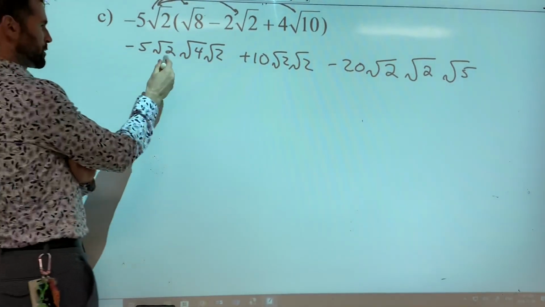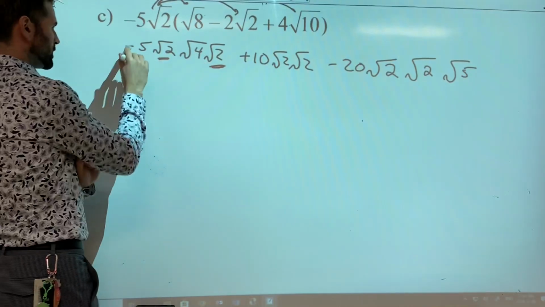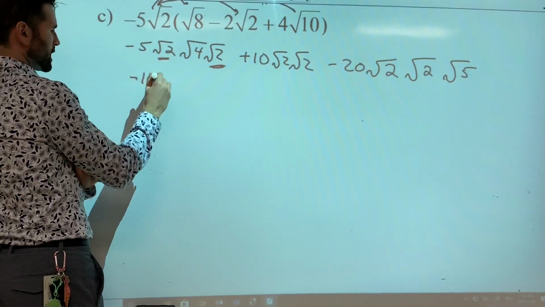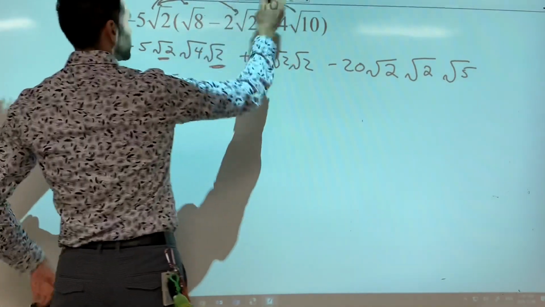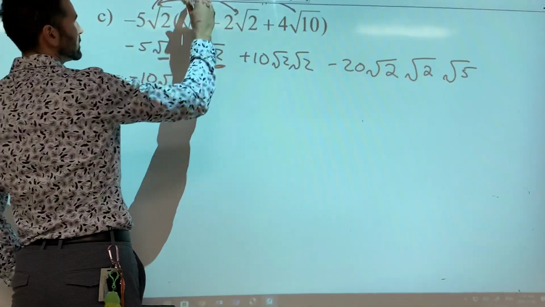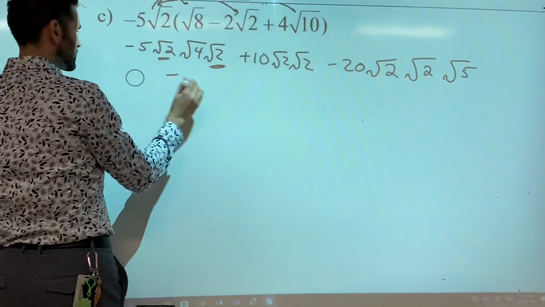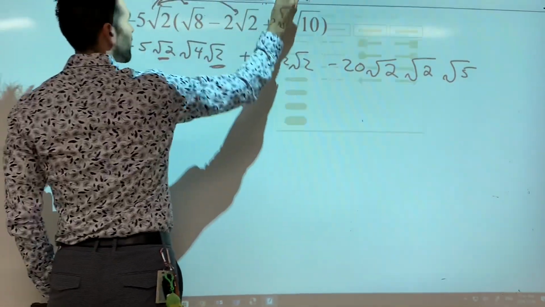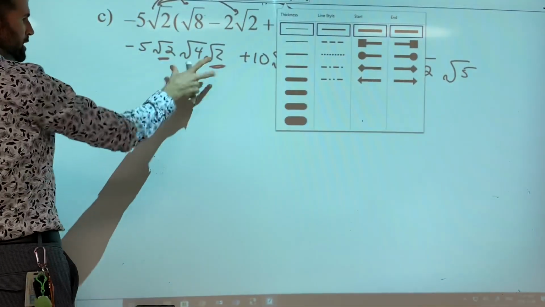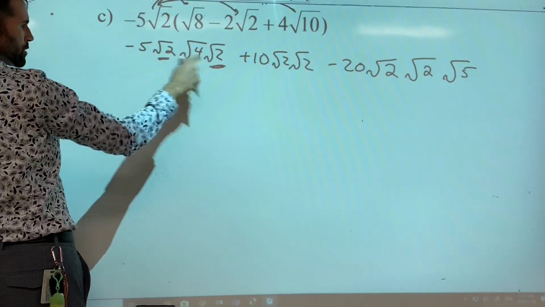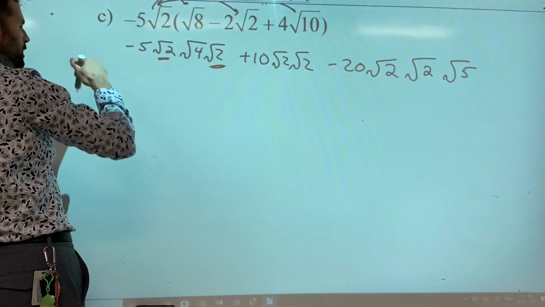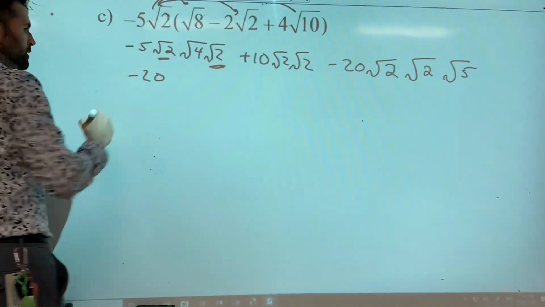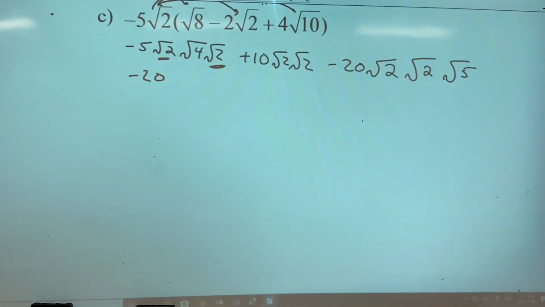Alright, so square root 2 and square root 2 is 2 times negative 5 is negative 10. So I got negative 10. Oh, I forgot the square root 4. So I have 2 times 2. Okay, let me erase that for a second. Okay, so we have a 2 from those two things, and then square root 4 is also 2, so we have 2 times 2, 4, times negative 5. We actually have negative 20. Do we all agree? Alright.